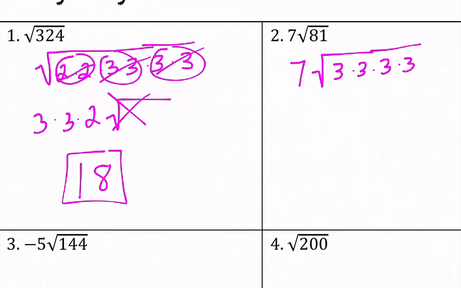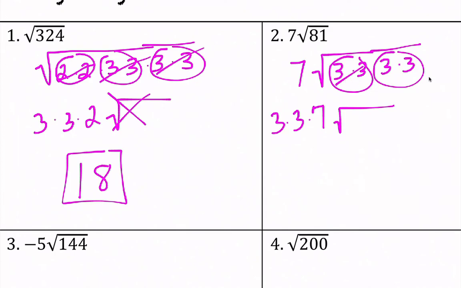And now I'm going to partner up who can escape. So don't forget our 7 out front already. This 3 can escape while its partner is sacrificed. This 3 can escape while its partner is sacrificed. Notice everybody escaped the prison, and that's because 81 is a perfect square. The square root of 81 is 9. See, 3 times 3, that's where we got our 9. So 3 times 3 times 7 is 63.